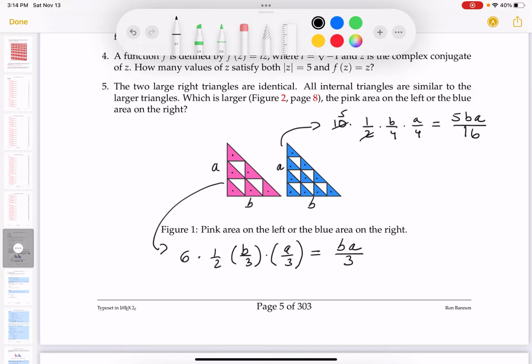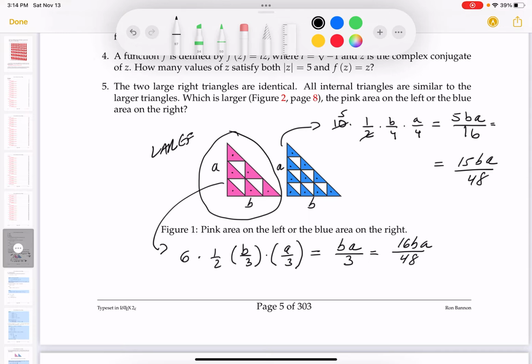over 16. Well, now I'm comparing these guys, and I got to get a common denominator, because that's the way I like to compare things. And there's other ways to do it, of course, but I'm going to say, looking at that, 48, right? And what times 3 would be 48? 16. So this would be 16ba. And if I did this one over here, it's 15ba, because I'm multiplying top and bottom by 3, by the way, over 48. So which one's larger? Well, clearly the pink guy. This is larger. When I mean larger, the area of the pink triangles are larger than the area of the blue triangles.